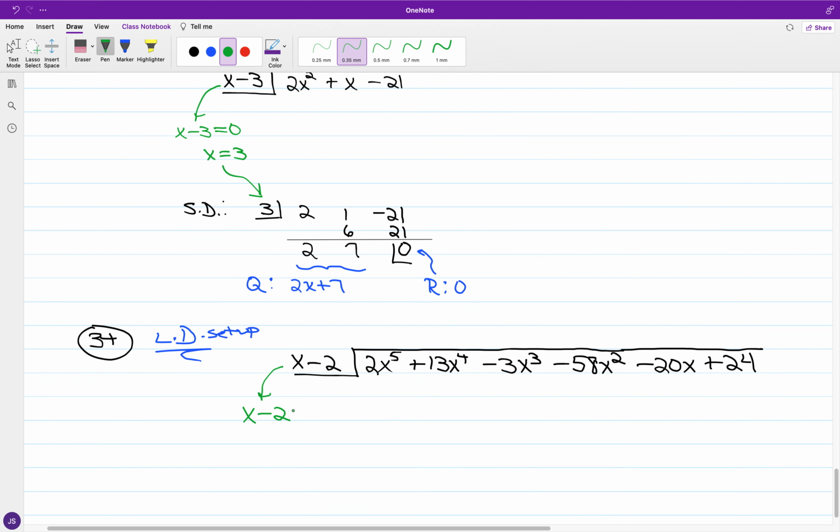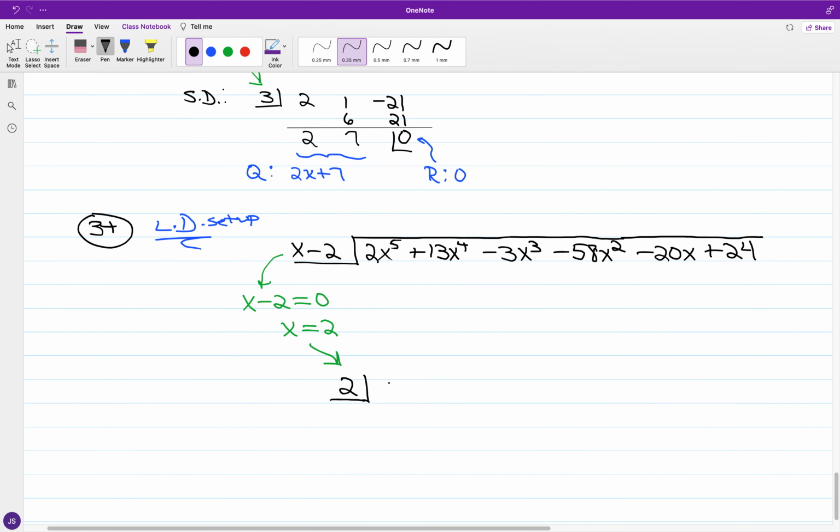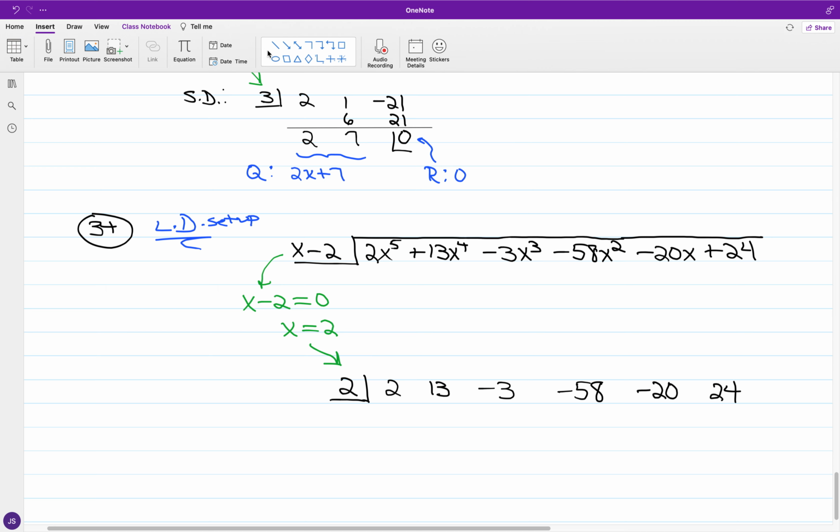Okay, so we got a linear divisor with x minus 2, and x is a first degree, so I can use synthetic division directly. So I have 2 to represent x minus 2. And now setting up the coefficients of the dividend. So I got 2 for the 5th degree, 13 for the 4th degree. 3rd degree I have -3. 2nd degree I have the coefficient at -58. First order in x I have the coefficient -20. And finally closing out with the constant, which we're going to have with positive 24.